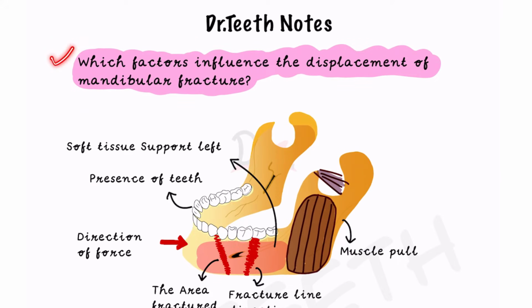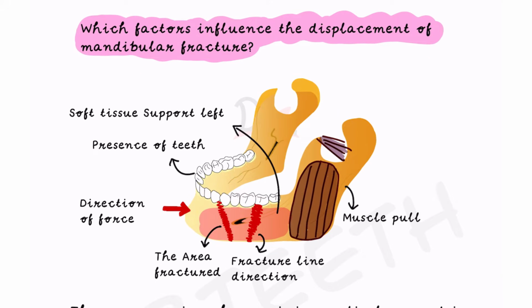Now, what are the factors which influence the displacement of the mandibular fracture? There are various factors. We will start from the direction of the force. The direction from which the force is acting will influence the displacement of the mandibular fracture. For example, if the direction is from the front, this will tend to collapse backward, obviously, because if the force is from this side, the fragments will try to get inside. But if the force was, let's say, here or here or here, the fracture and hence the displacement of the fragment will depend on the direction of the force.